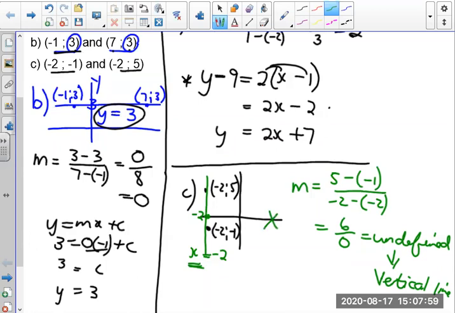So if you can see that you have a horizontal line like in B or a vertical line like in C, you don't even have to do any calculations. You just write the equation straight away. Okay.